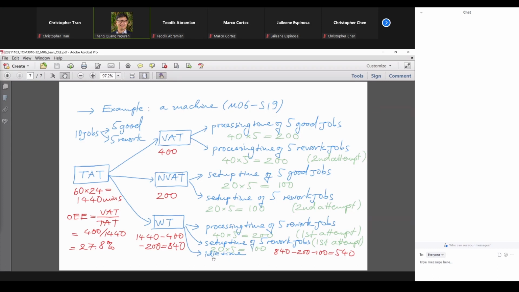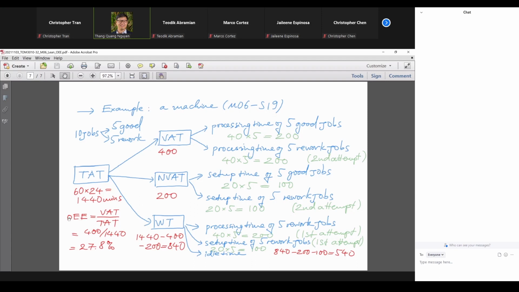And finally, the idle time, right? The idle time is when the machine doesn't work at all. So we just subtract. We take 840, subtract 200, subtract another 100. Then the idle time is 540 minutes, right? So in the waste time, we have the wasted work, and we also have the time where the machine doesn't do anything at all. All right, so with these, we already complete the tree, right?